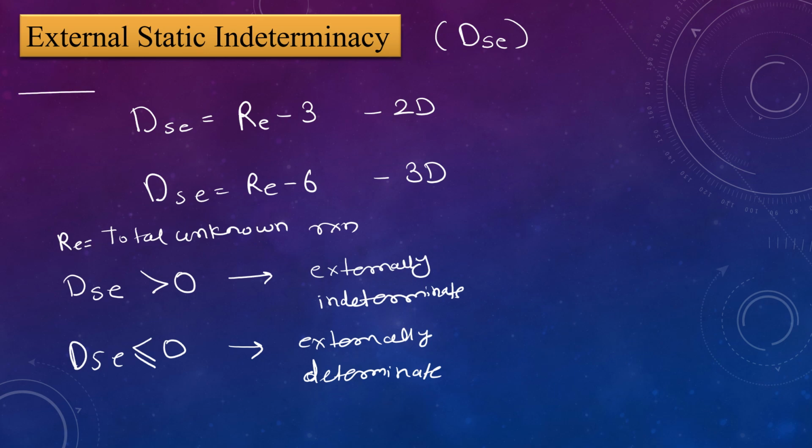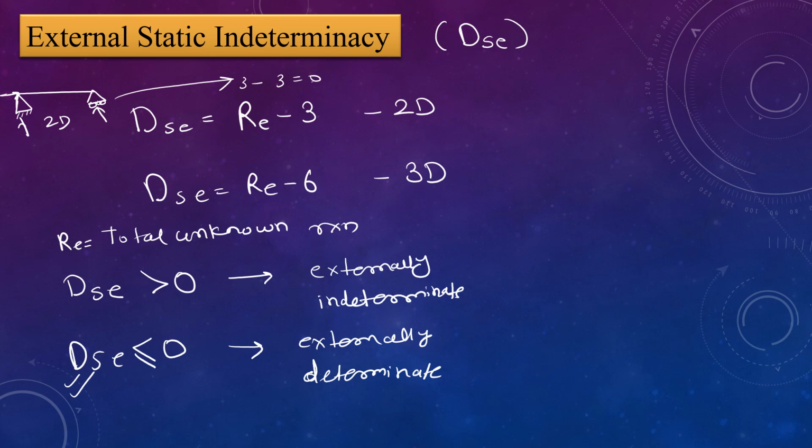For example, this is a simply supported beam, and this simply supported beam is 2D. To calculate the DSE of this beam, the reactions here are one vertical, and here one more vertical reaction, and a horizontal reaction is also there, so 3 reactions are there. So 3 minus 3 equal to 0. Here the value is equal to 0, which means this simply supported beam is an externally determinate structure. That's how you calculate the DSE.